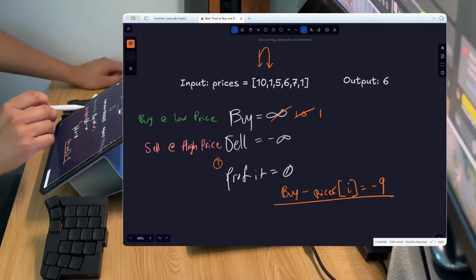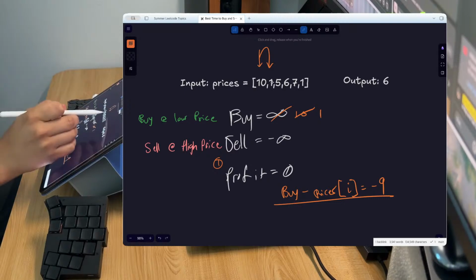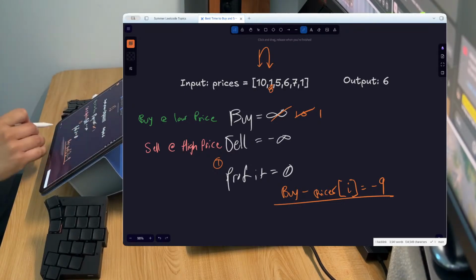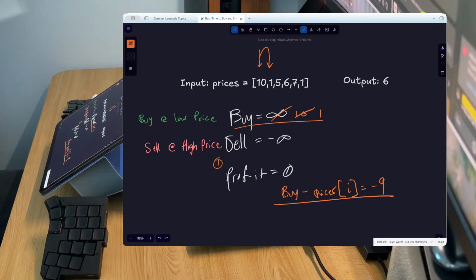Okay, and then at the next value, 1, we update buy if the value is less than whatever buy was, which was 10 previously. So buy is now 1. That's our new lowest price. And before we update sell, we want to check. Well, we can't update sell because we just updated our buy.